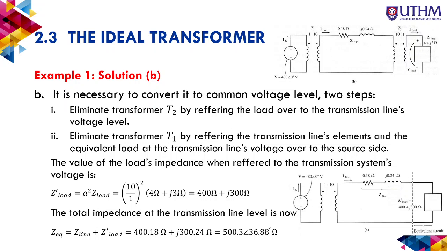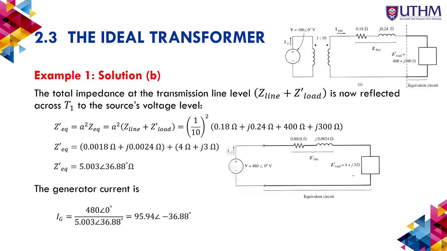Okay, first what we need to do, we need to eliminate the transformer T2. This one, T2. We need to eliminate the T2, so it will become a series between the load and also the transmission line. And then we eliminate the second one, the first transformer, so that will become the series. They will become like this only.